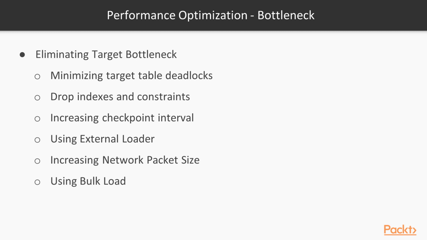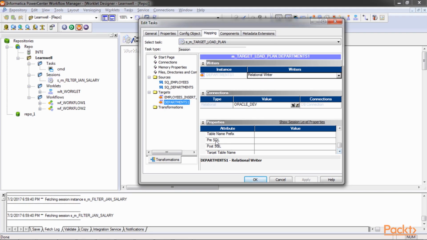Drop indexes and constraints. Loading the data into a table takes more time because there are multiple indexes and constraints created on the table. Each time a new record is loaded to the table, it's first checked for indexes and constraints before it gets loaded. This hampers the performance. To avoid this, you can use a pre-SQL and post-SQL command in the session task. Using pre-SQL commands can remove the indexes, and using post-SQL can apply the indexes. When you define pre-SQL and post-SQL, Informatica applies those commands before and after the data is loaded in the table.